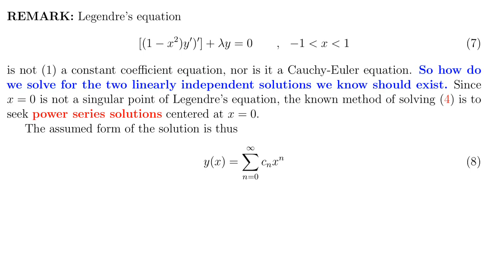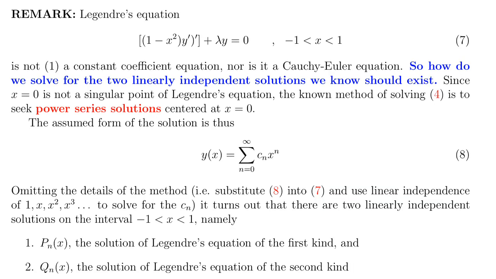x equals 0 is not a singular point of Legendre's equation, so the known method of solving equation 7 now is to seek power series solutions centered at x equals 0. So the assumed form is given there in equation 8. Basically, the method of solving 7 is to take 8, substitute it in, and use the linear independence of the functions 1, x, x squared, x cubed, to solve for the c sub n's. And then once you know the c sub n's, you can substitute them back into equation 8 and you have a power series solution. You then have to investigate the interval on which it converges.